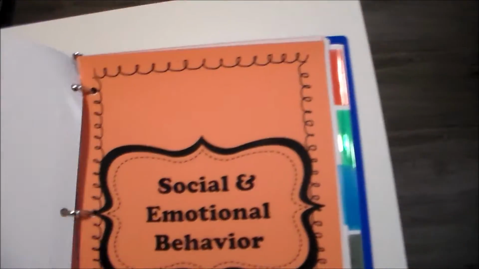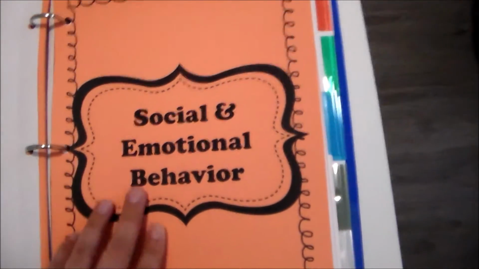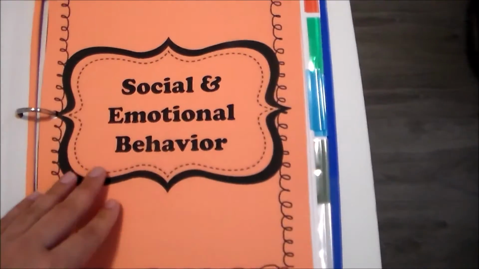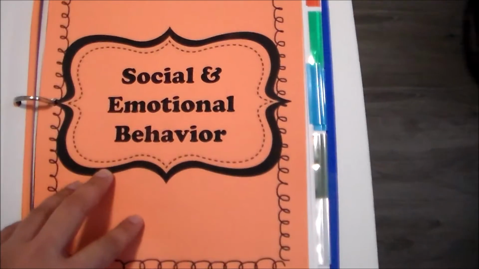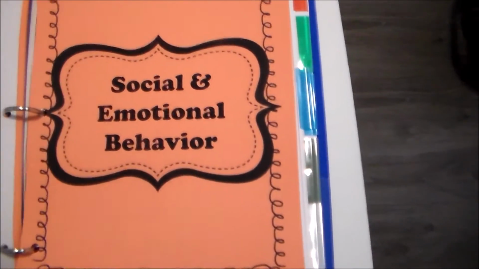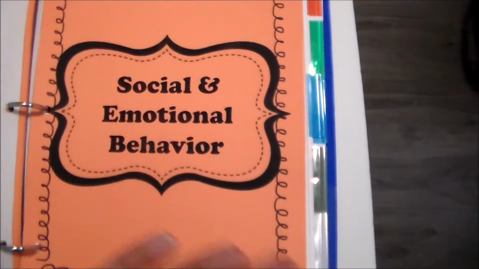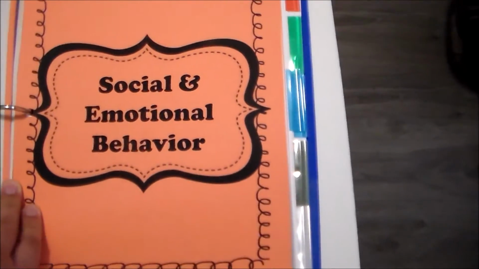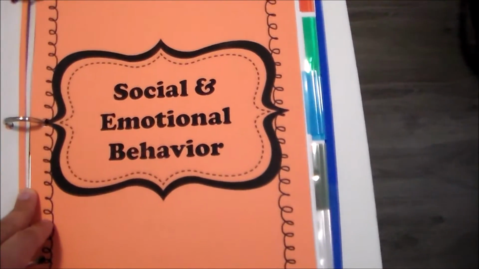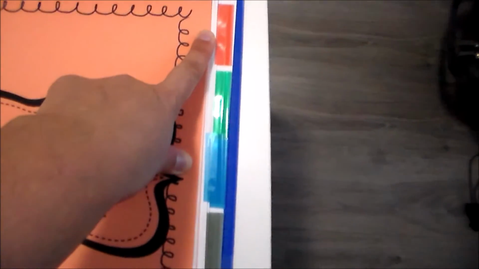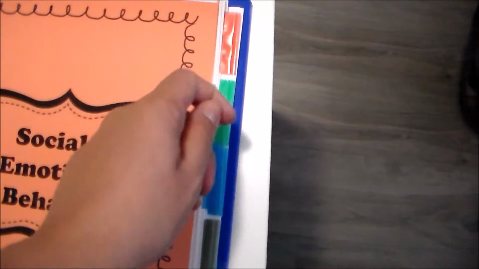Tab number 2 goes into social and emotional behavior. Just like I mentioned, I have all my covers on color paper. It doesn't have to be cardstock. I happened to only have cardstock when I printed this one, but you can use any color paper. And if you don't have it, I used to use little sticky notes, or those little sticky tabs, and you can do that as well.